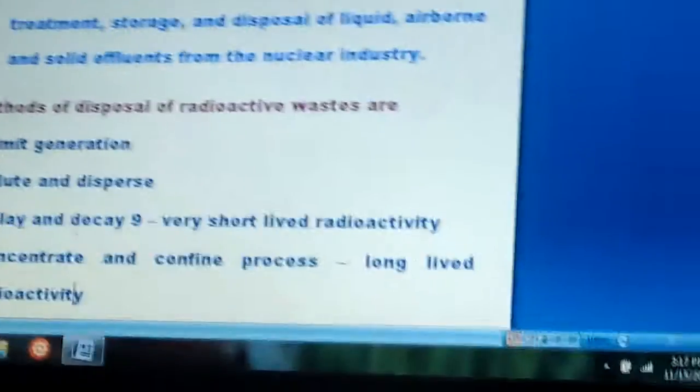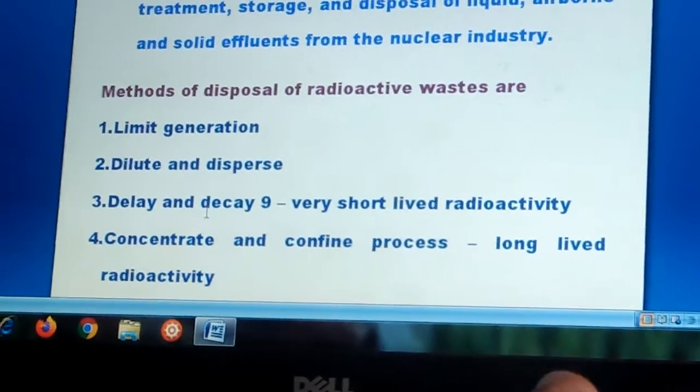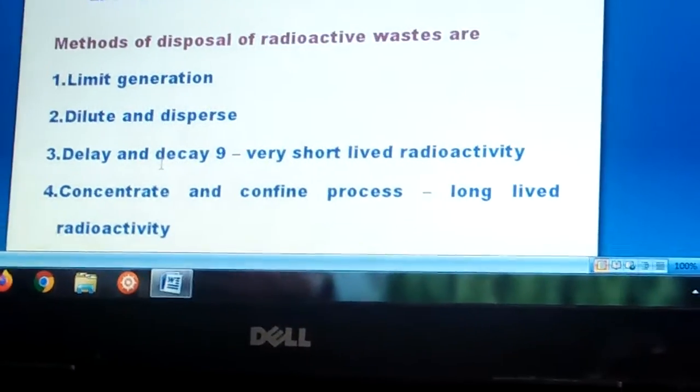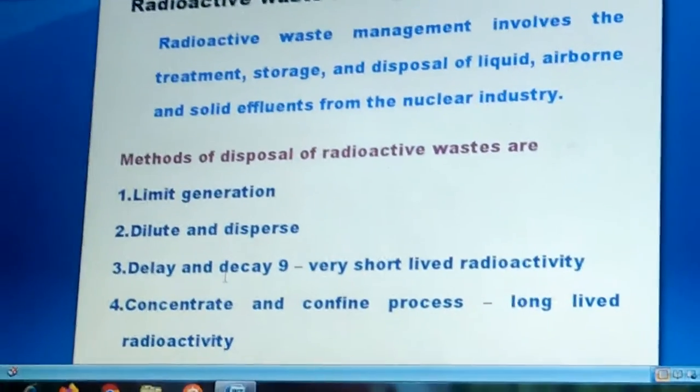See, dilute and dispose. What is the meaning? If there is a highly concentrated waste, you dilute it. The concentration should be reduced, and then you have to dispose of it.